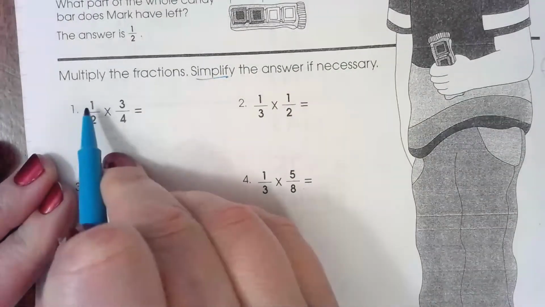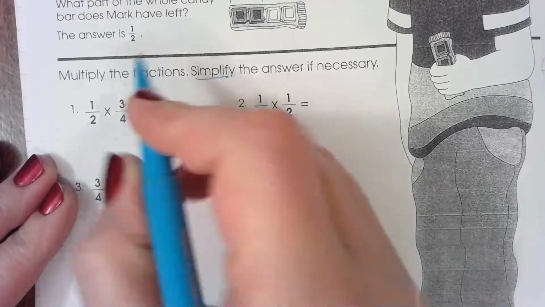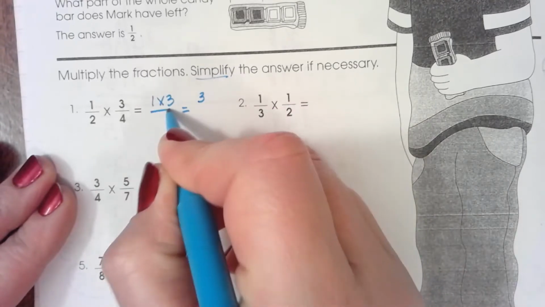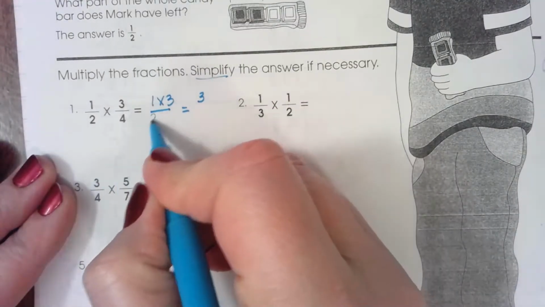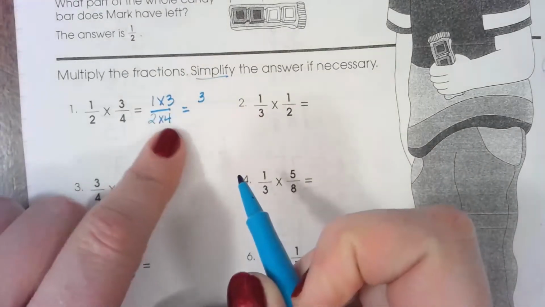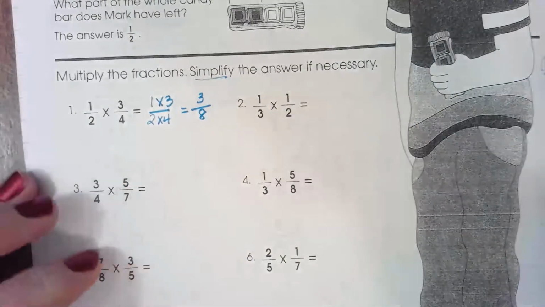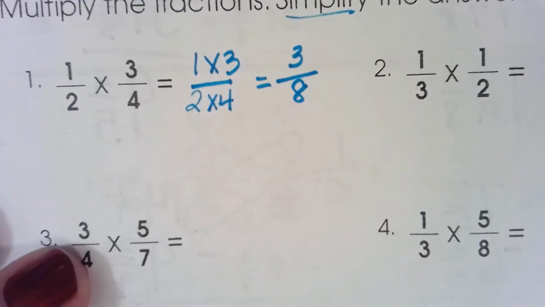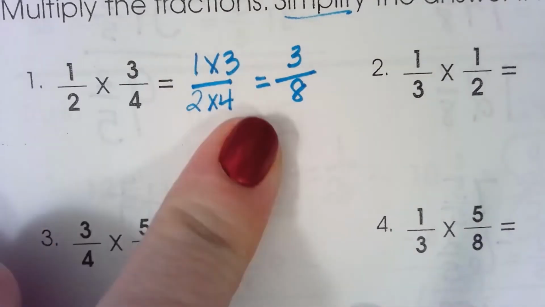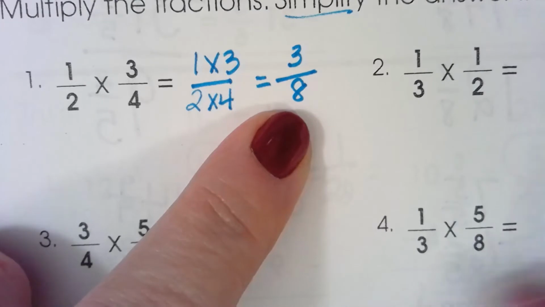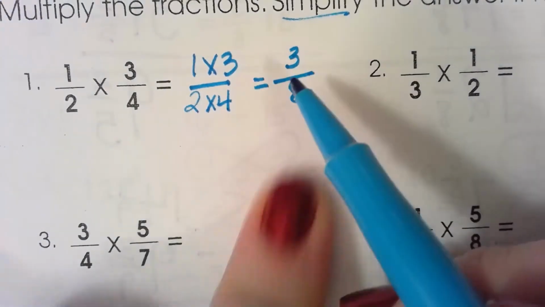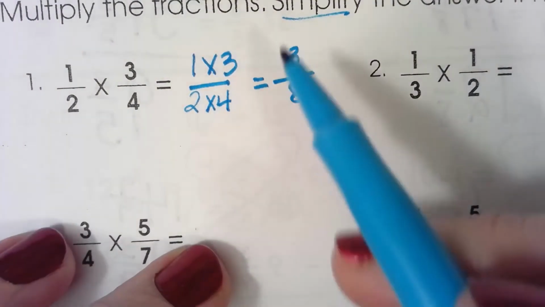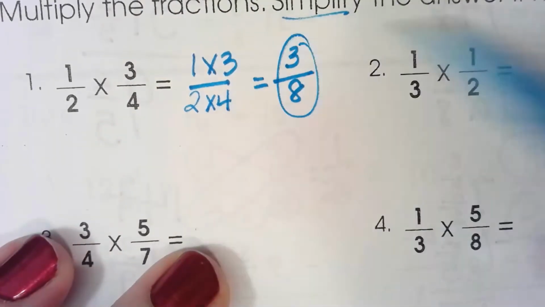Okay, so here we have 1/2 times 3/4. So I'm going to say 1 times 3 is 3. That's my numerator. 2 times 4 is my denominator. 2 times 4 is 8. So I have 3/8. Let me just zoom in here a little bit. 1 times 3 was 3, 2 times 4 was 8. This is already simplified because I can't divide the 8 by a 3. I could only do a 1 or a 3 for my factors of 3, and that's already simplified.